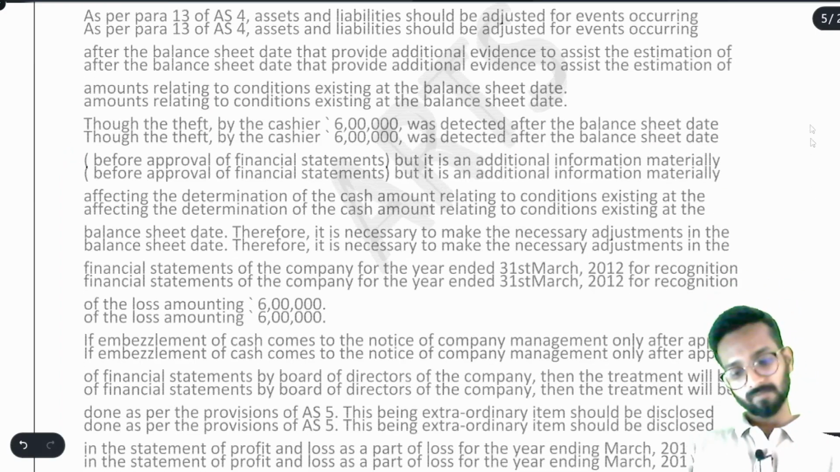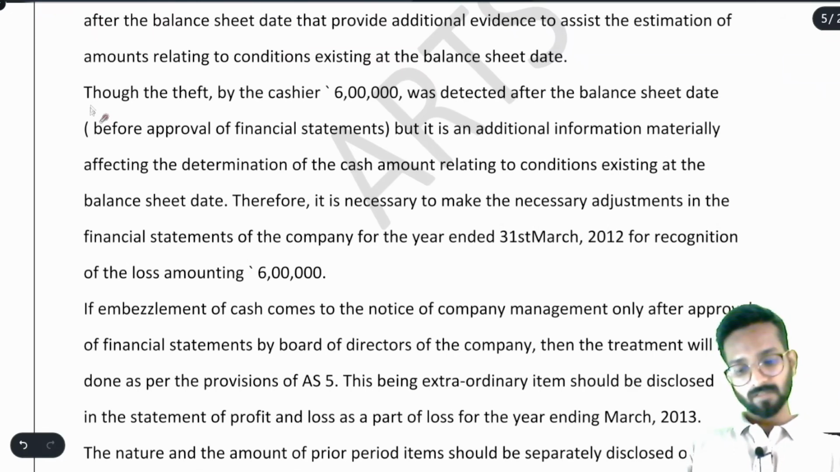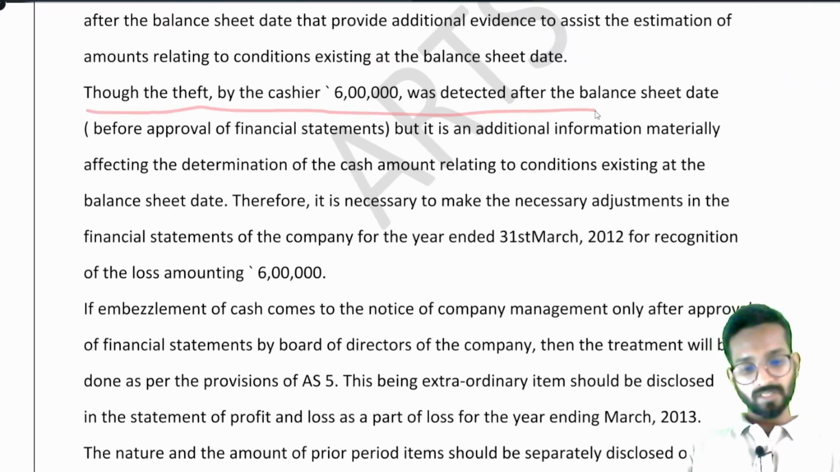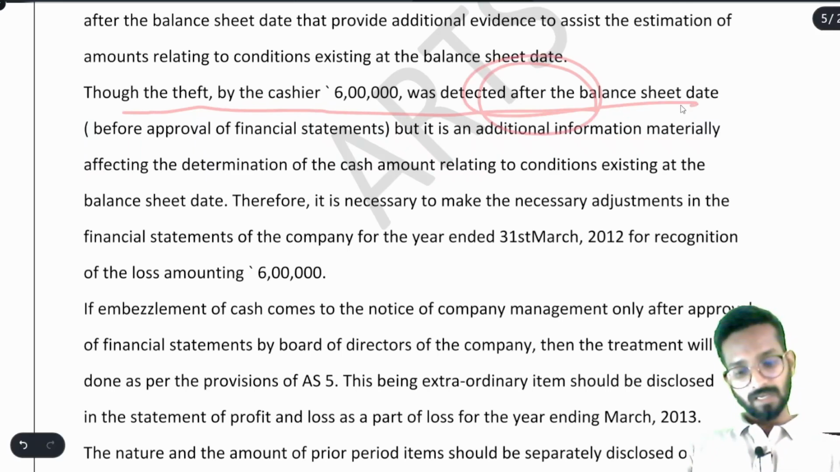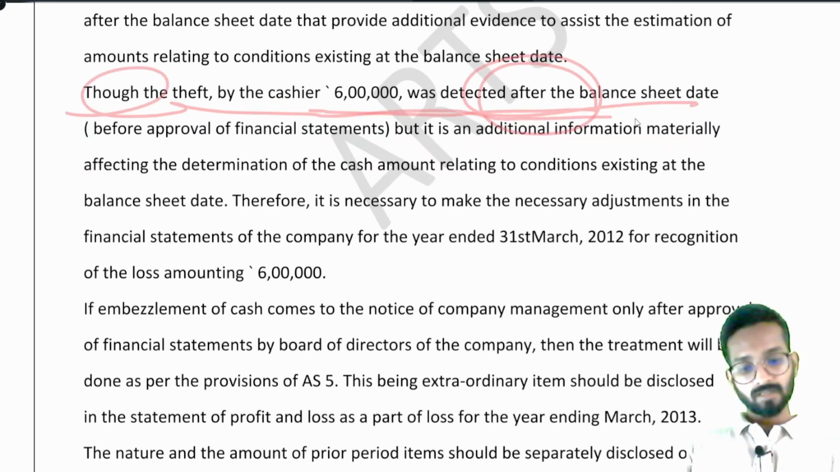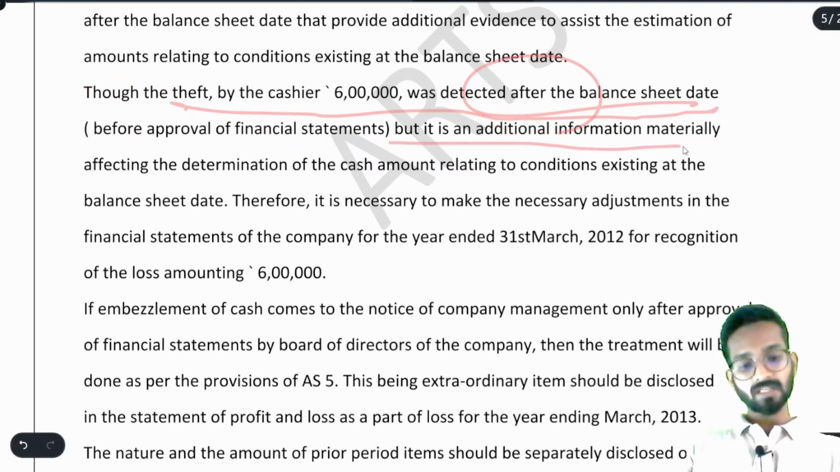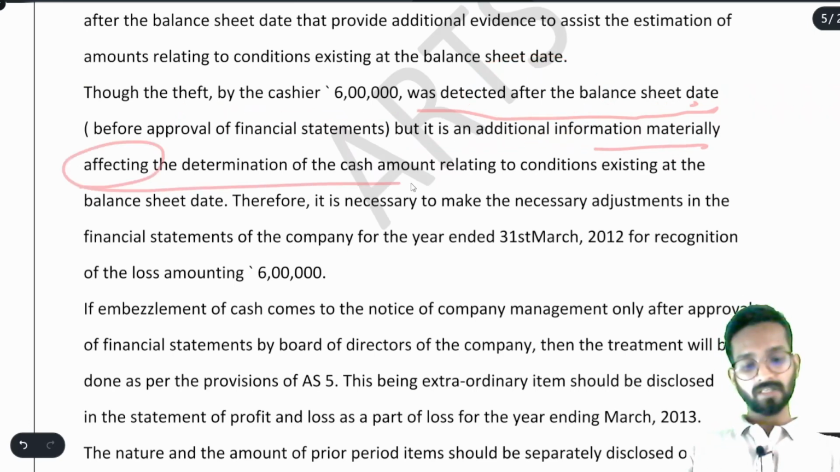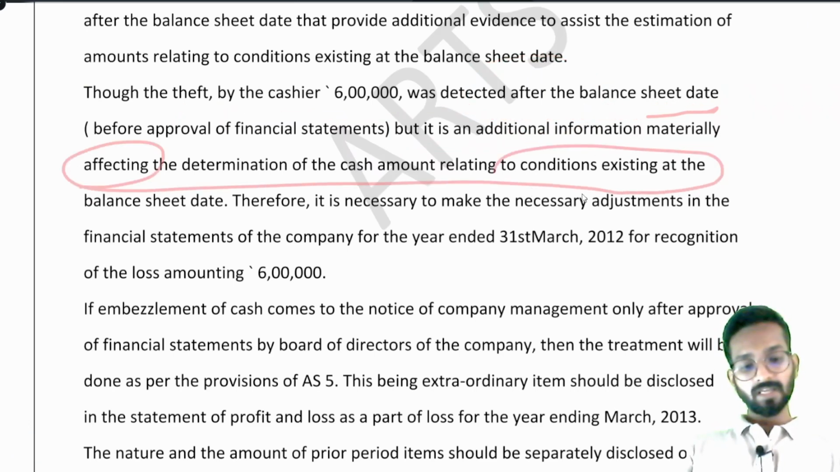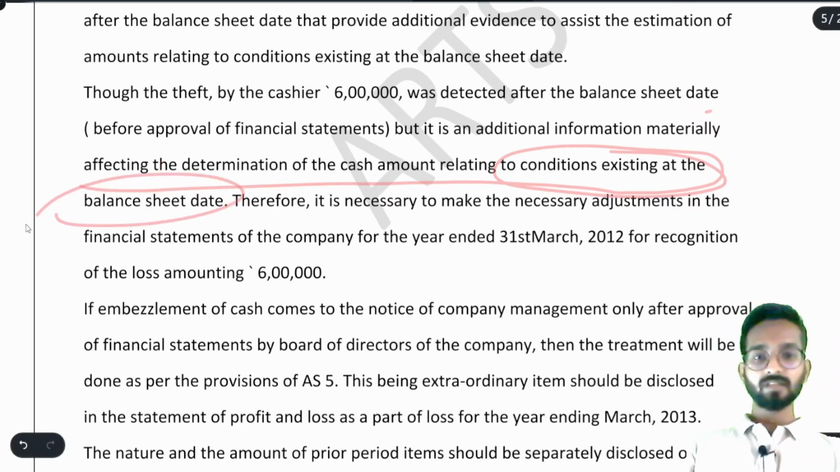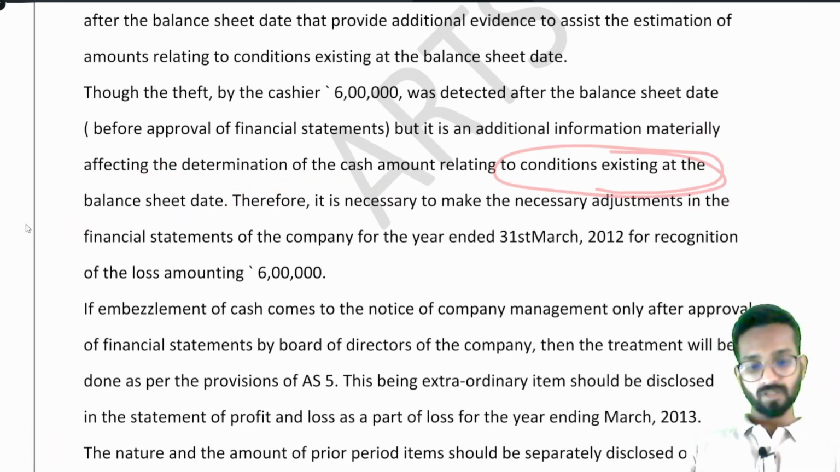Okay, then come to the case. Though the theft by the cashier was detected after the balance sheet date, हालांकि चोरी का पता अप्रैल में चला था, मतलब बैलेंस शीट डेट के बाद पता चला था, but it is an additional information materially affecting the determination of cash amount relating to conditions existing on the balance sheet date. Obviously 6 लाख रुपए की चोरी, 6 lakh rupees की चोरी, it is materially affecting the cash amount. As on the financial date, when you are preparing the financial statement on 31st March, the cash balance will be impacted materially. The effect will be there on the cash balance.